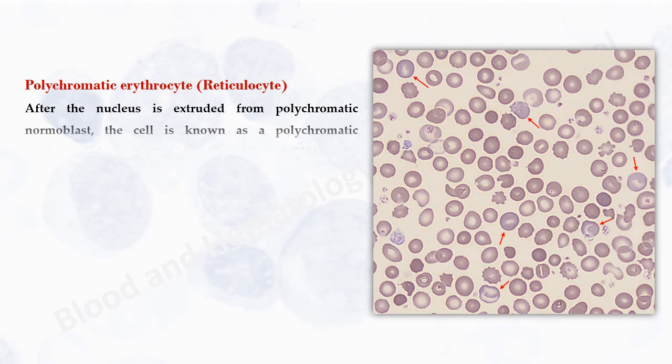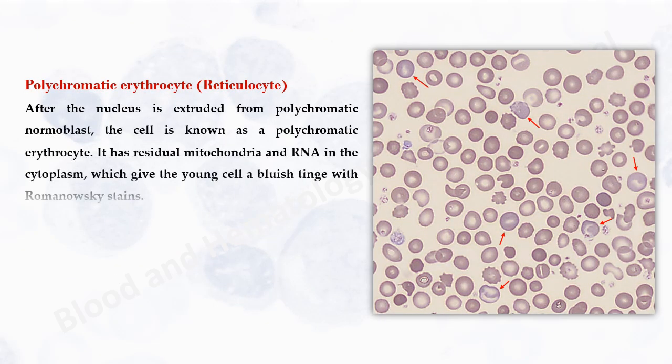After the nucleus is extruded from the polychromatic normoblast, the cell is known as a polychromatic erythrocyte. It has residual mitochondria and RNA in the cytoplasm, which give the young cell a bluish tinge with Romanowsky stains.